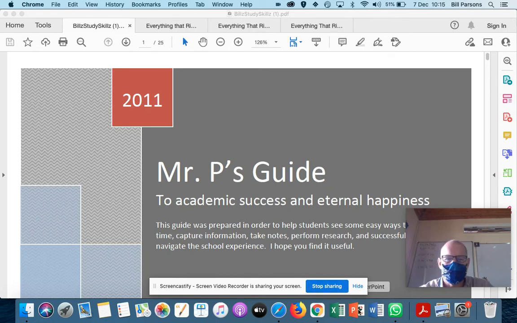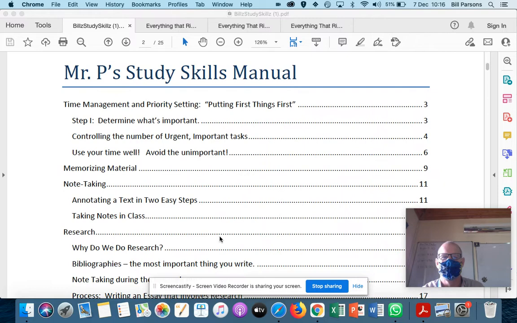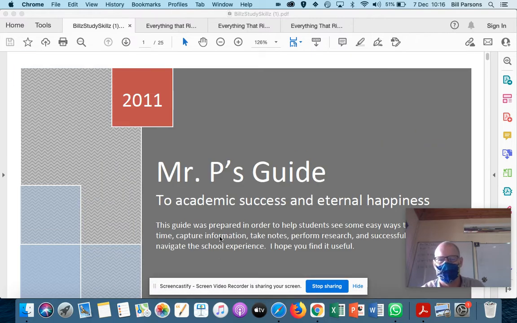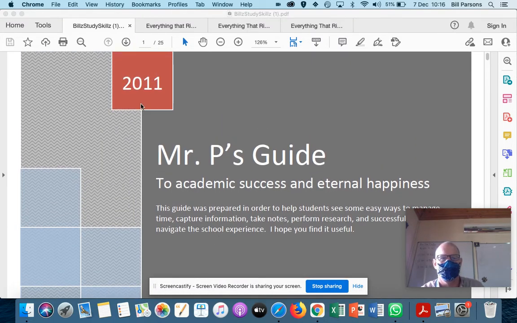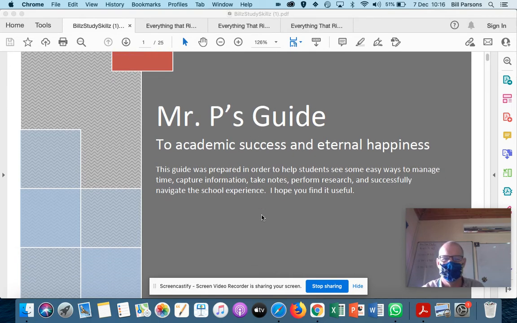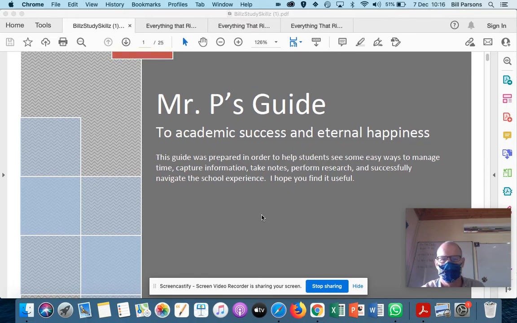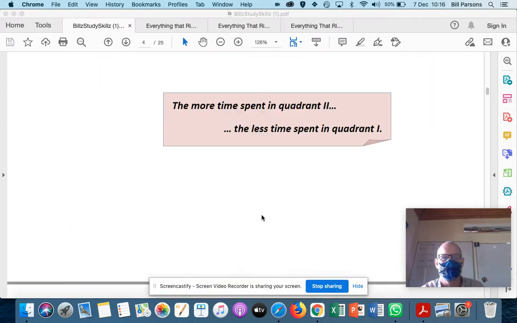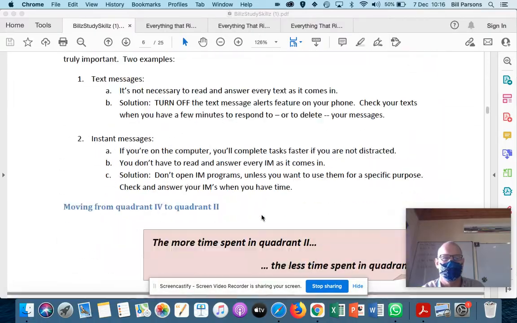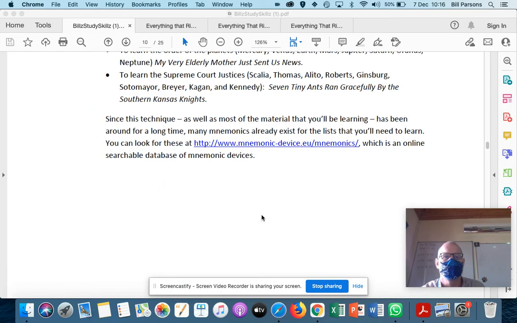Hi, everybody. Today we're going to look at annotation. I've asked you to annotate the short story that you really want to use, but I haven't really explained what I mean by that. Once upon a time, back in 2011, I wrote this study skills guide. I'll give you all a copy of this too. On page 11, there are instructions for how to annotate.